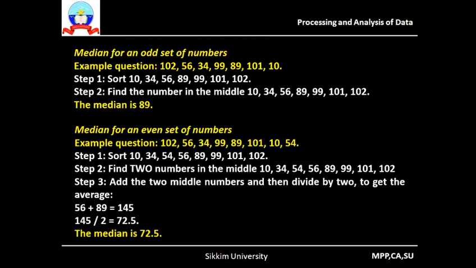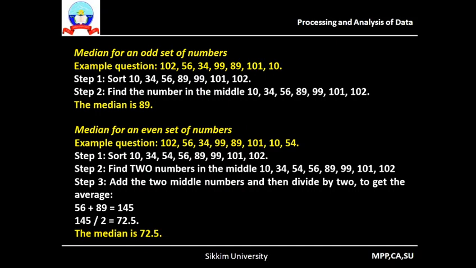So in the situation where there are an odd number of data points in the data set, you will find the (n plus 1) by 2th item or data point after sorting the data set. Now what if the data set has an even number of data points or data items? In the second case, there are 8 data points. The data points are 102, 56, 34, 99, 89, 101, 10 and 54.